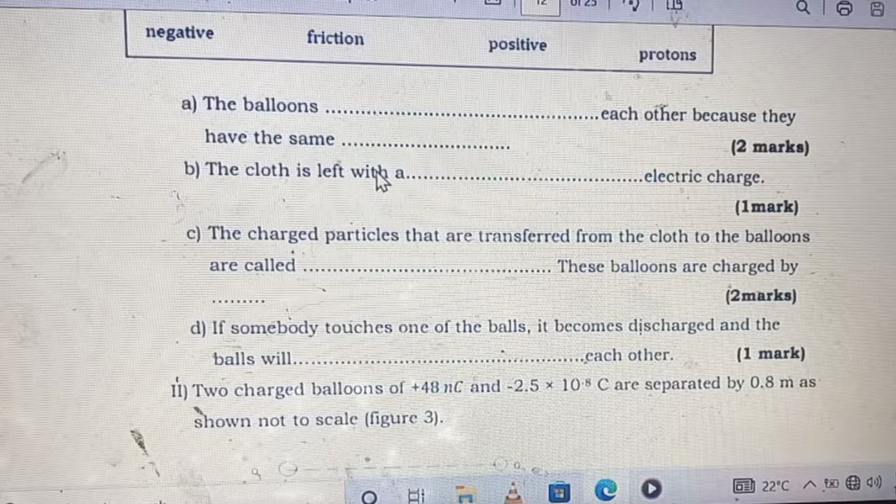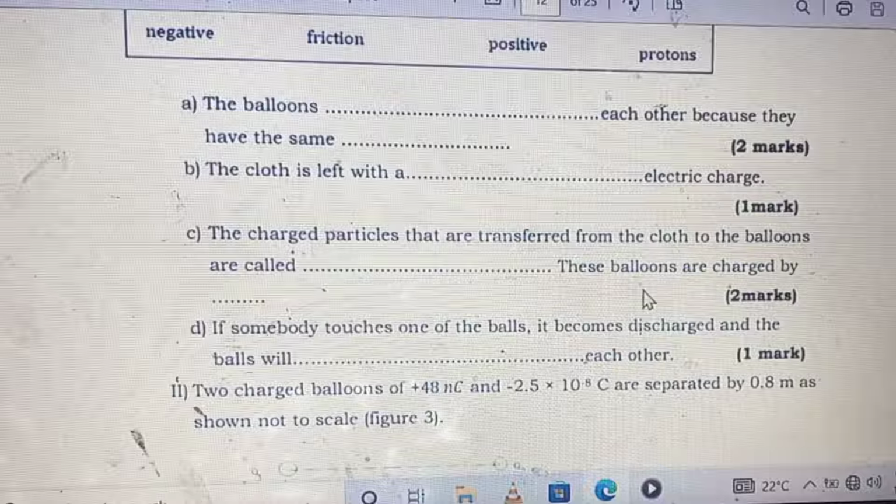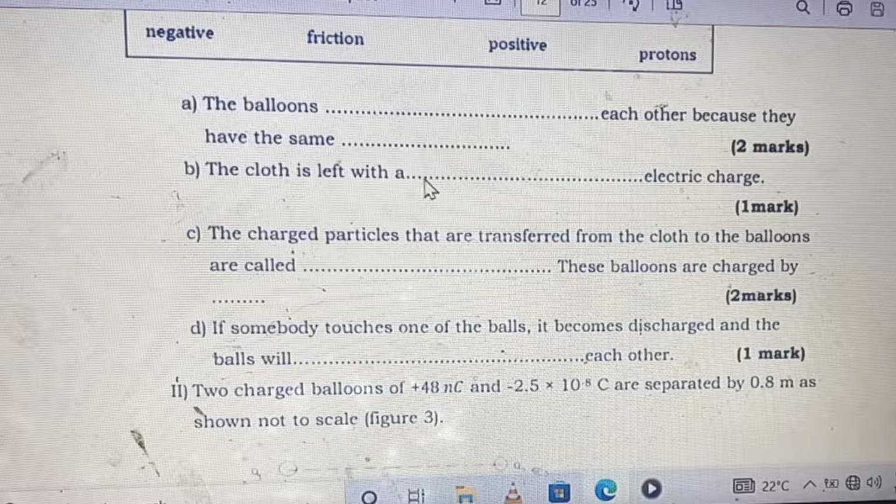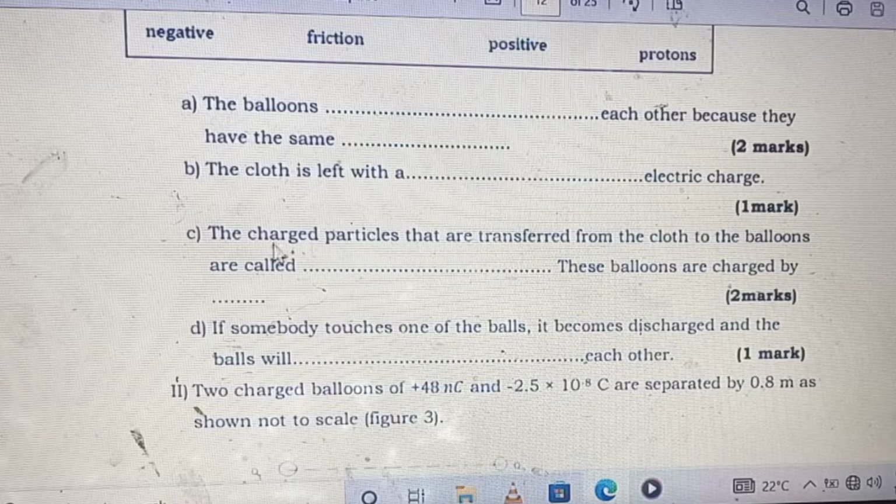B. The cloth is left with a dash dash electric charge. The best option we put here is positive. C. The charged particles that are transferred from the cloth to the balloons are called dash dash. These balloons are charged by dash dash. The best option we put here is electrons, and here we put friction.